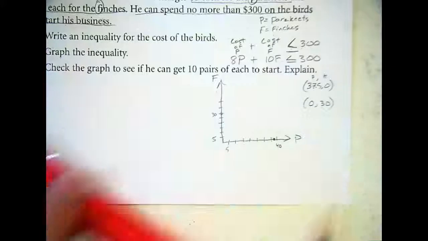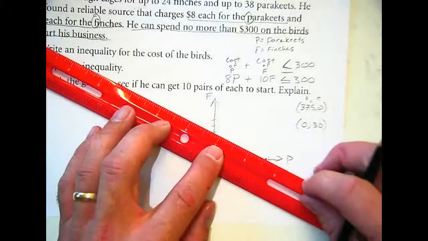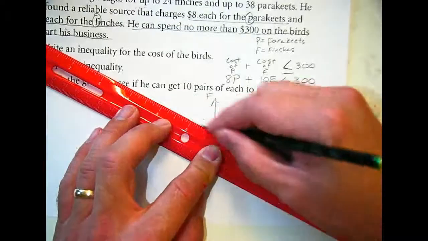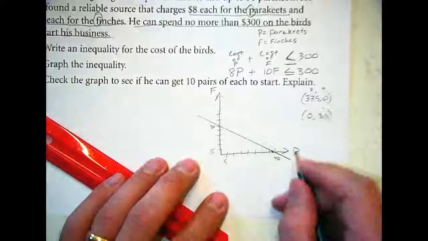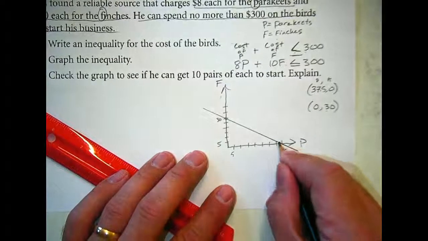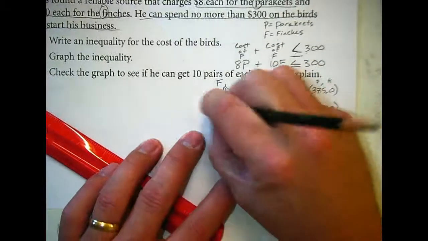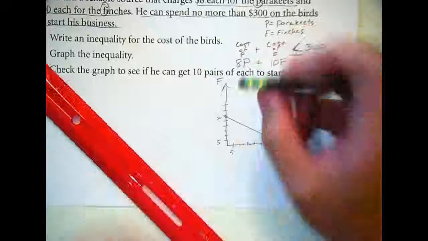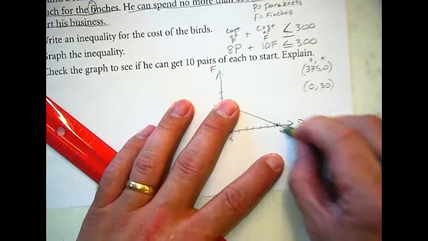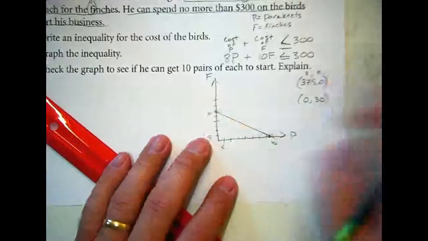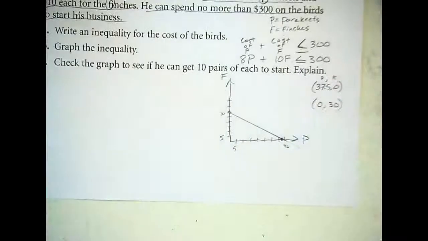We graph it. Now, tell your neighbor why this will only exist in quadrant 1. Why will our graph not exist anywhere past quadrant 1? You can't have negative amounts of finches and parakeets. All right, finish up that problem. We'll score it later.